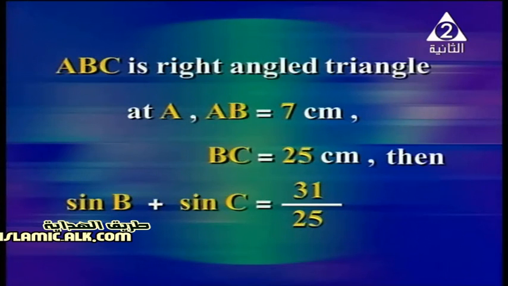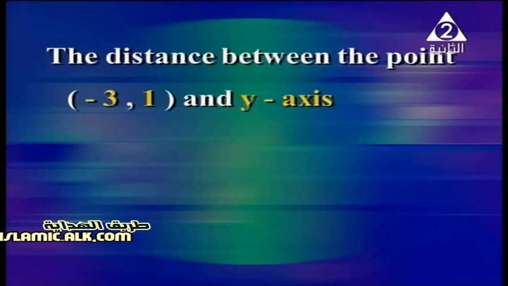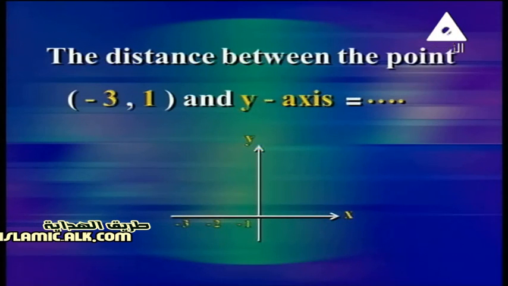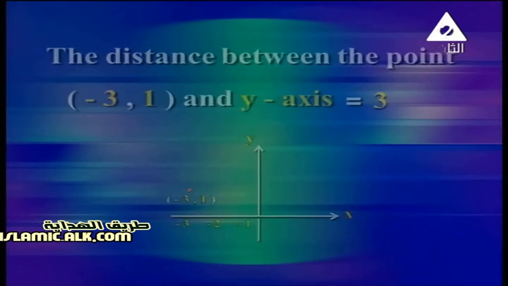Another example. The distance between the point -3 and 1 and the y-axis equals how many units? Try to plot the point -3 and 1 on the two coordinates. So you are going to draw the x and the y axis. -3 and 1 will be plotted as that in front of you. So what about the distance between this point and the y-axis? Of course, distance means the perpendicular distance. What about the perpendicular distance between this point and the y-axis? It will be 3 units.